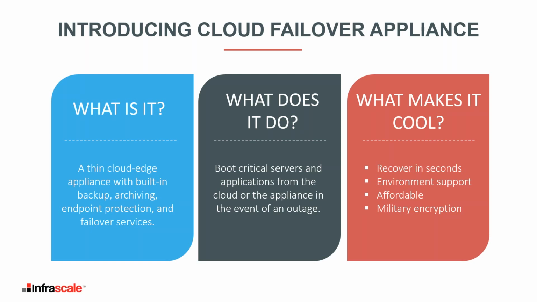So what does it do? Well, in addition to doing your backup and archive, it gives you the ability to boot critical servers and apps from the cloud or on the appliance in the event of an outage. And what makes it cool? Well, it gives you this magic undo button. So if you're in Microsoft Word and you make a boo-boo, you can always hit Control-Z and undo. The Cloud Failover Appliance gives you the undo button for your infrastructure, right? If something goes wrong in your infrastructure, you can use the CFA to recover in seconds.